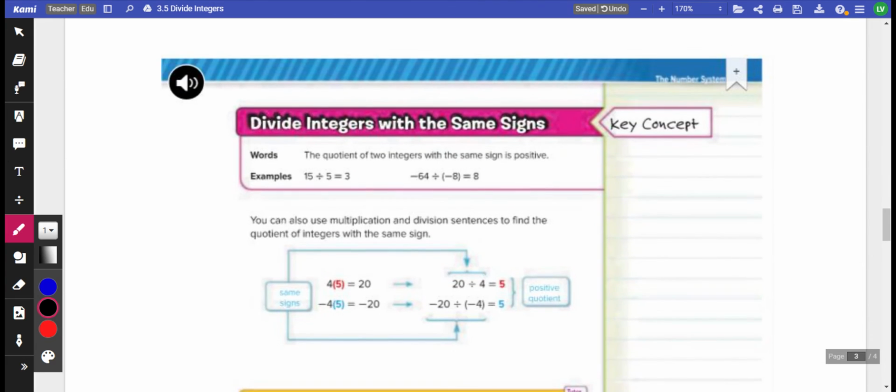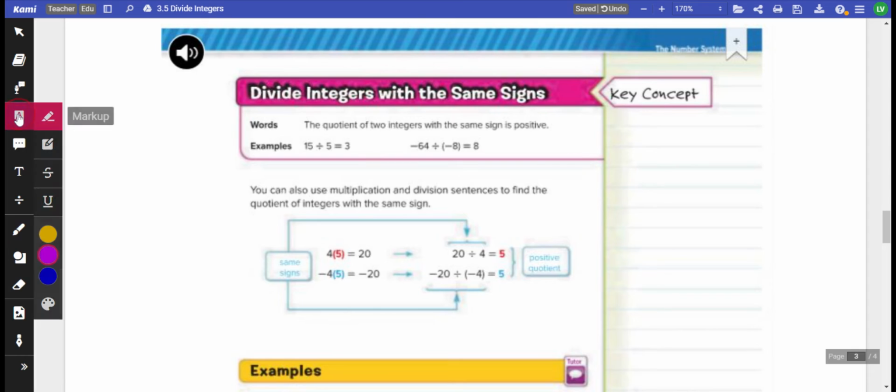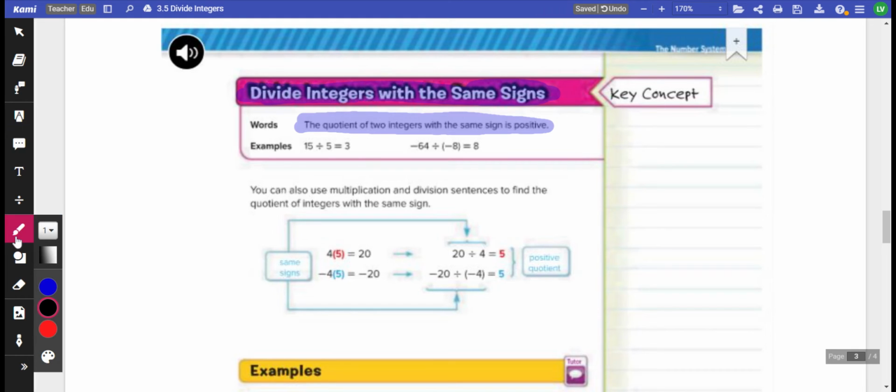So let's talk about when they have the same sign, what the answer will look like. So divide integers with the same signs. The quotient of 2 integers with the same sign is positive. So examples, we have 15 divided by 5, and that's 3. More specifically, it's positive 3. Negative 64 divided by negative 8 equals a positive 8.